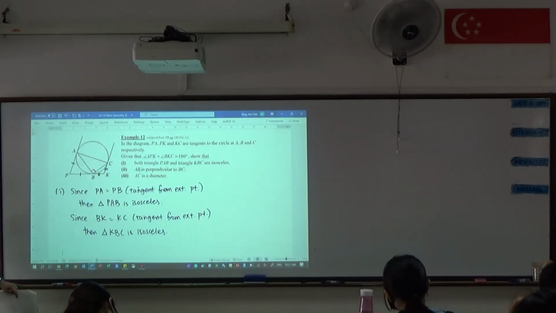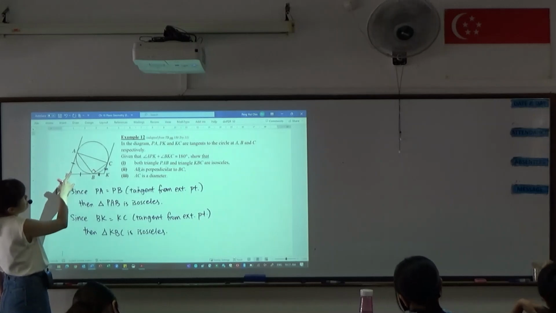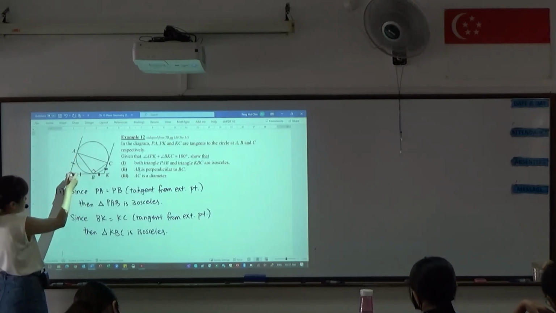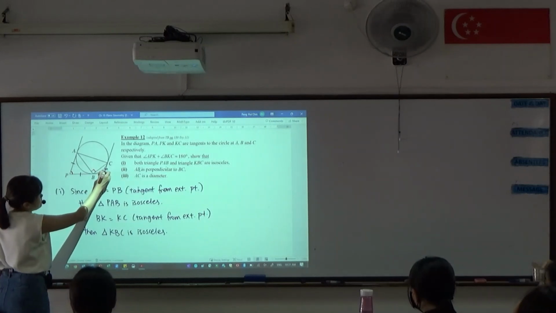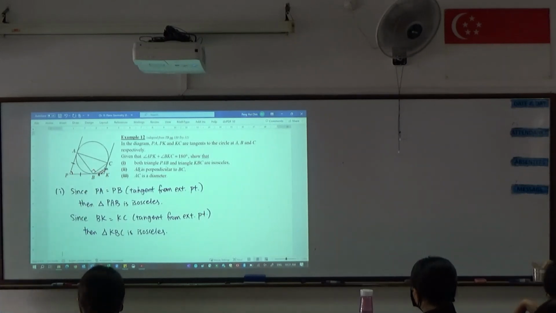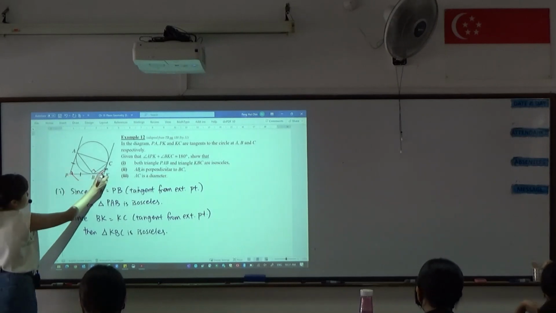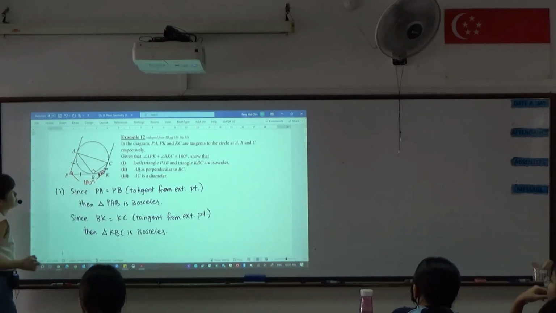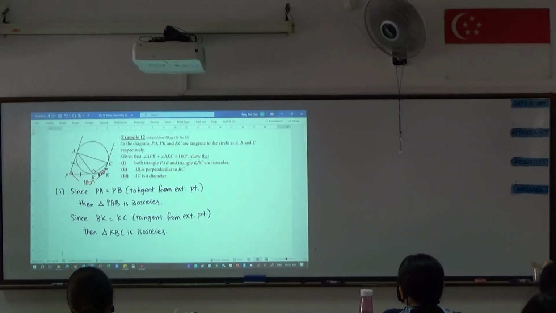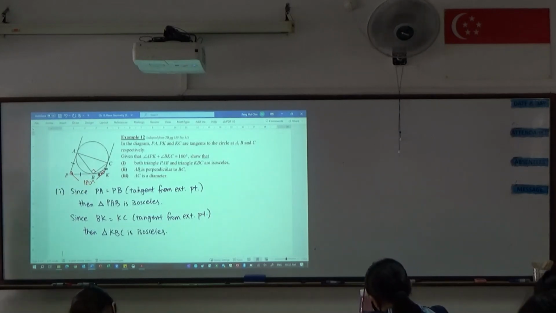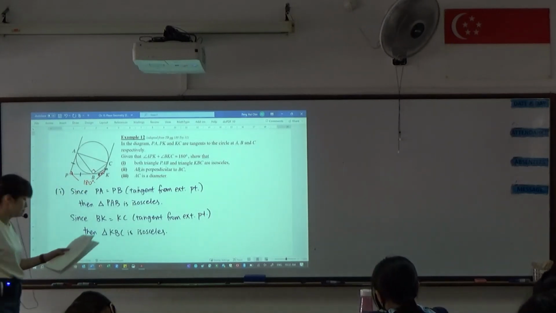Okay, so how do we go about showing that AB is perpendicular to BC? One other piece of information we have not yet used is that angle APK, which is this angle here, plus angle BKC, this angle here, add up to 180 degrees. So we have to make use of that information to help us show that this is going to be 90 degrees.